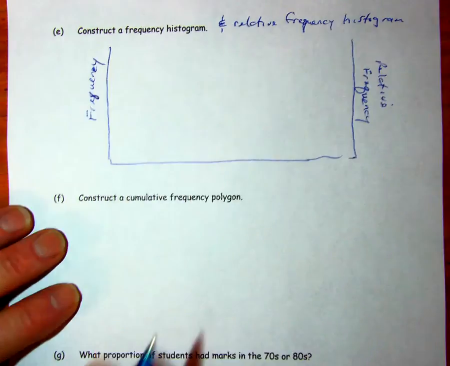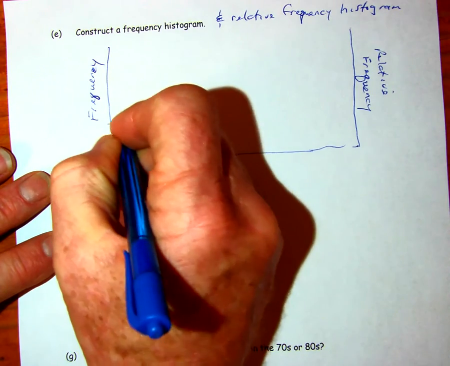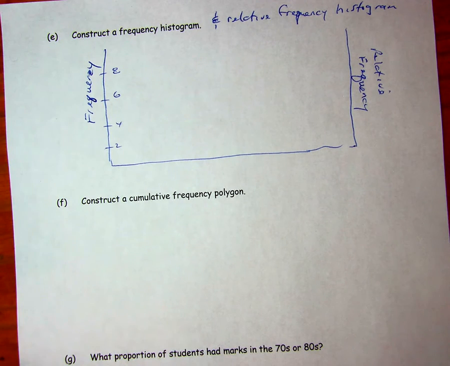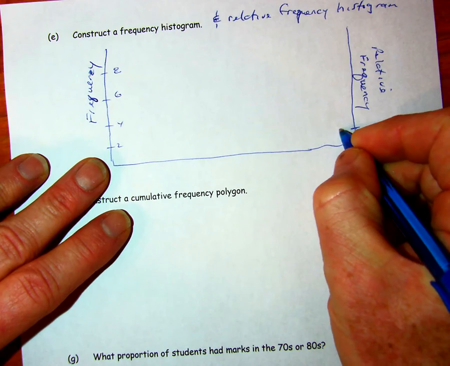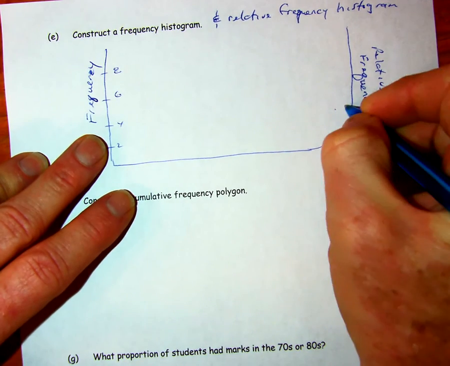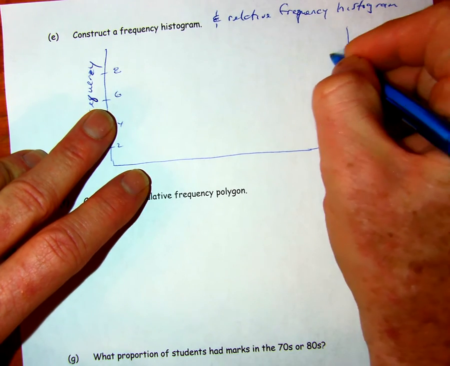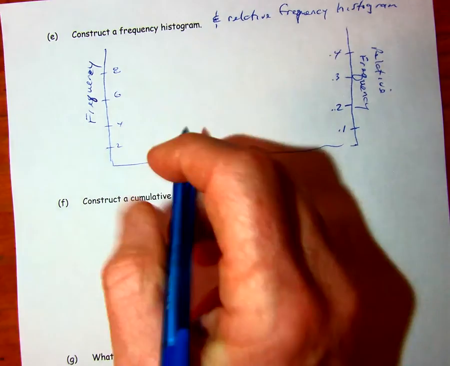So, what's our highest frequency? I think our highest frequency was 8. So, 2, 4, 6, 8. And a frequency of 2, what does that correspond to? That was 10%. 2 out of 20 is 0.1, right? This would be 0.2. This would be 0.3. This would be 0.4. Right?